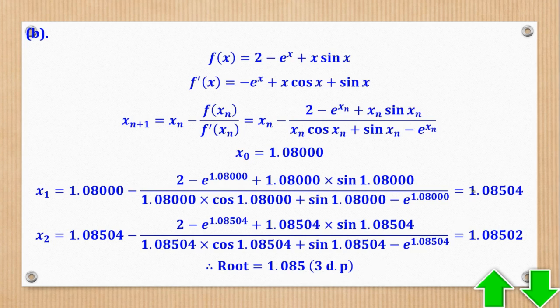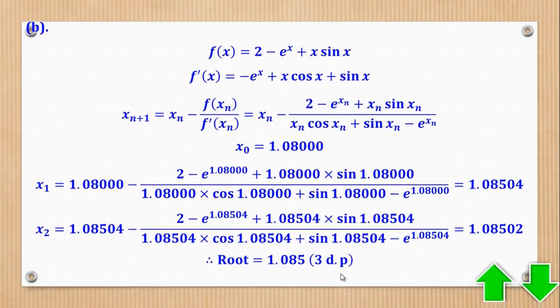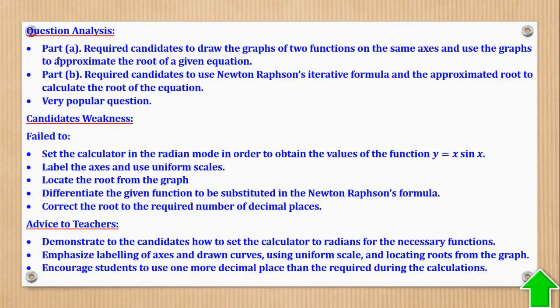So what you should note is that in the computation, I used more than 3 decimal places. At the final answer, I wrote the required accuracy. So part A required candidates to draw graphs of 2 functions on the same axis and use the graphs to approximate the root of the given equation. Part B required candidates to use Newton-Raphson iterative formula and the approximate root to calculate the root of the equation.